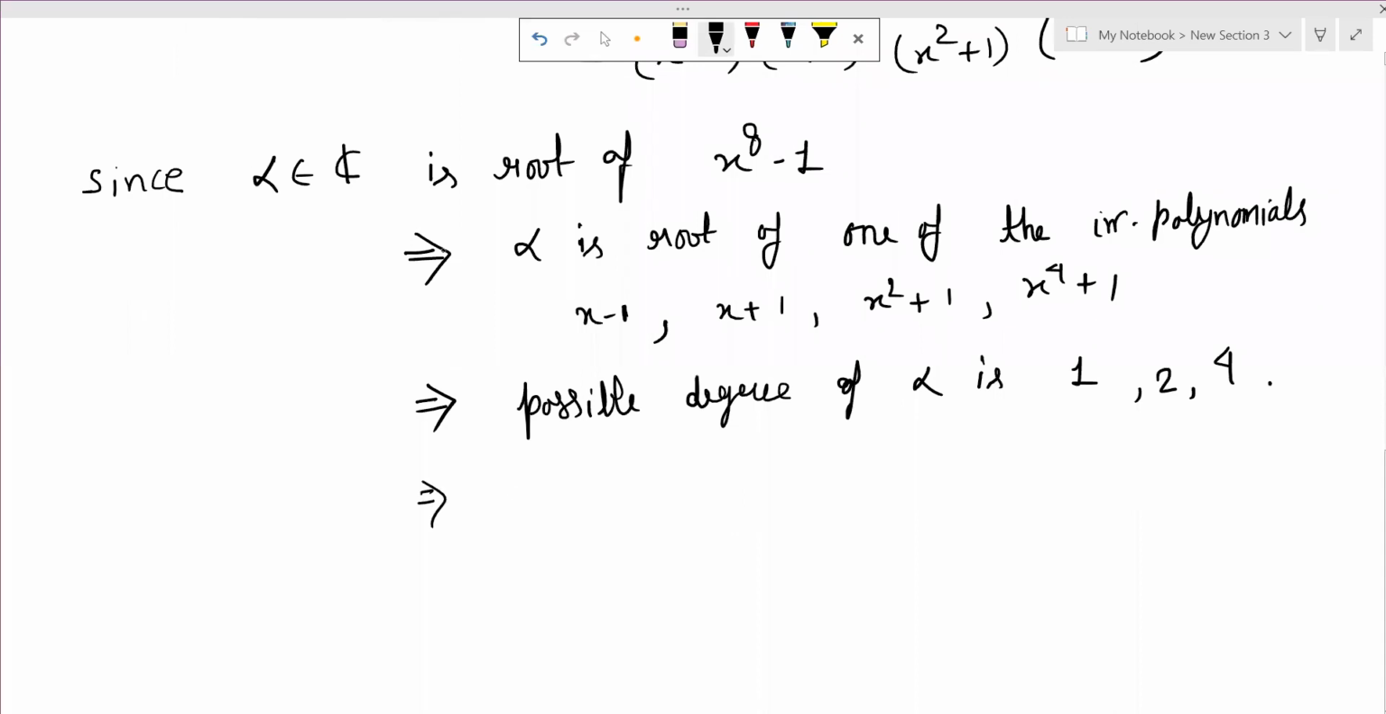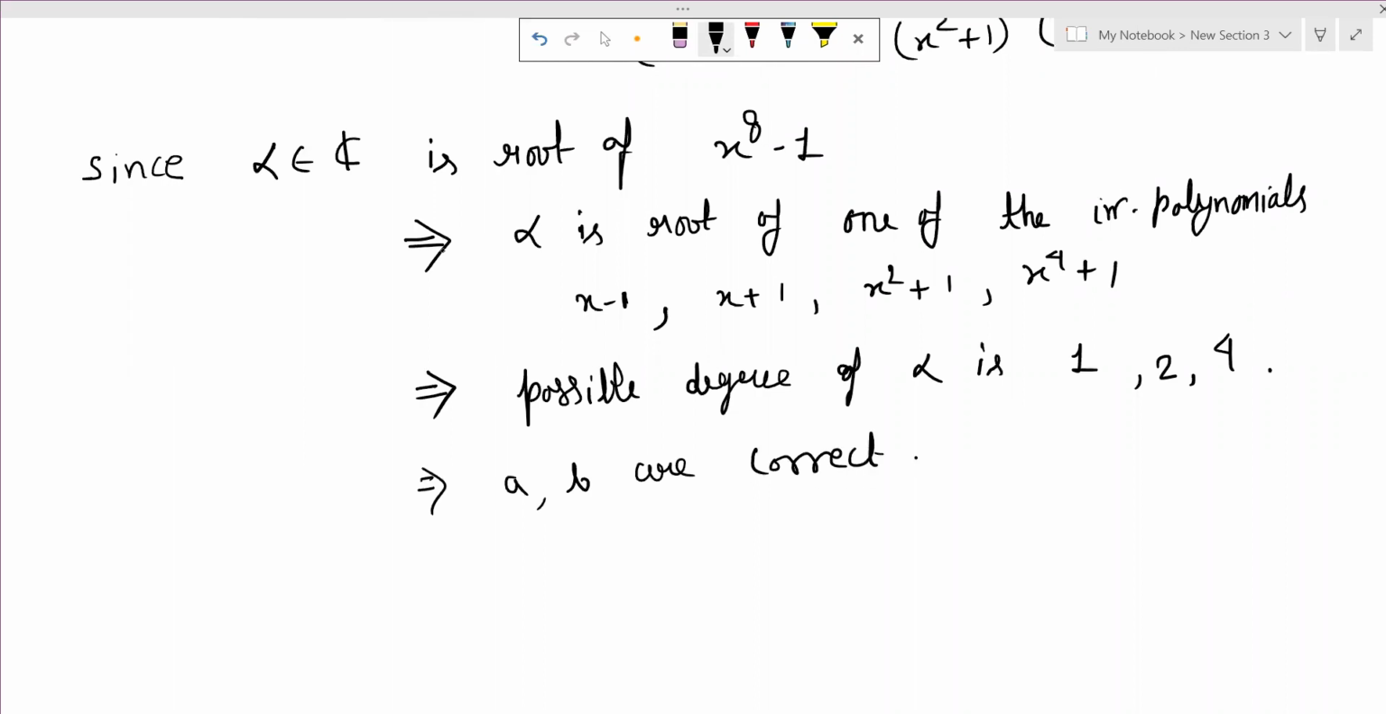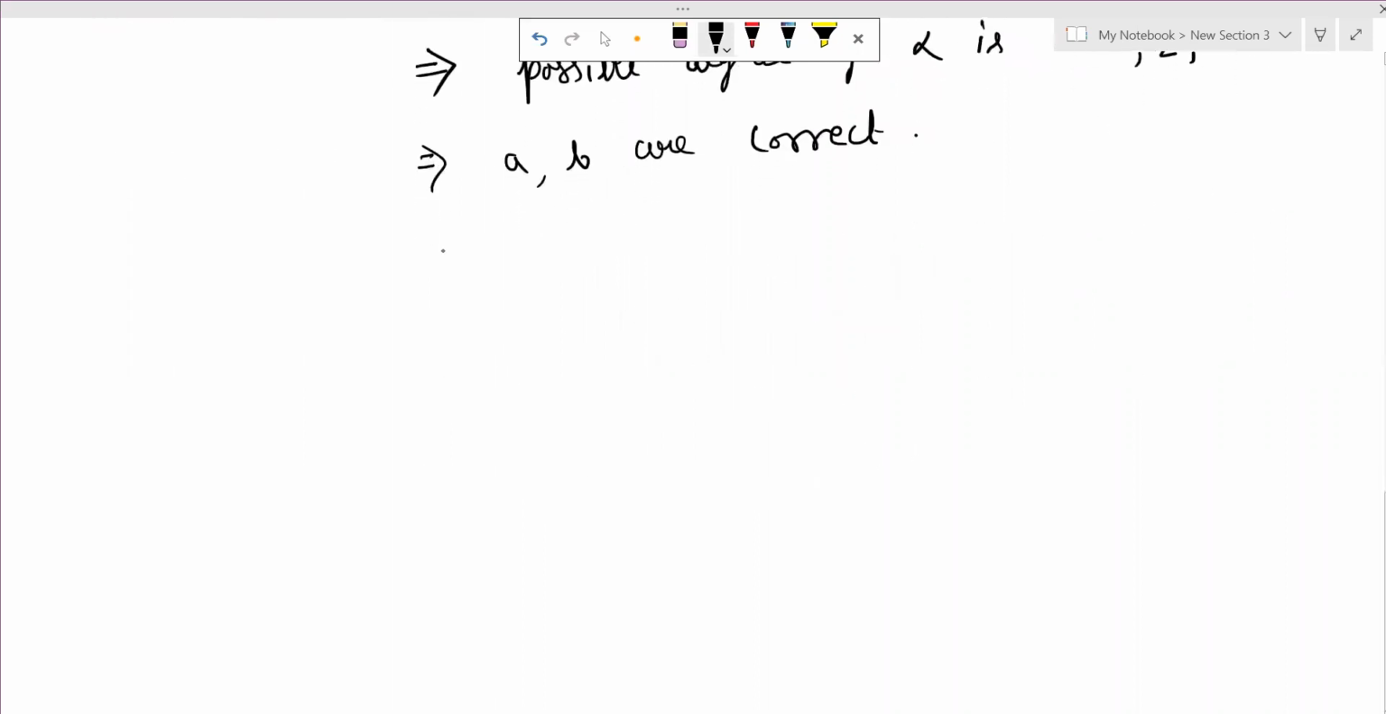This implies A comma B are correct. So now next question. Okay, second question. Choose all correct statements.